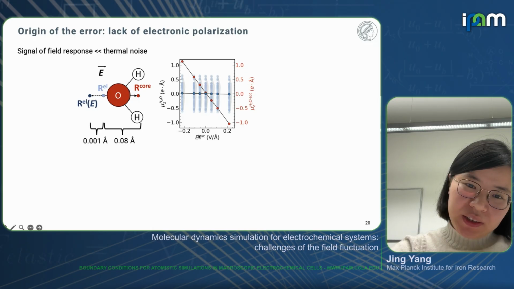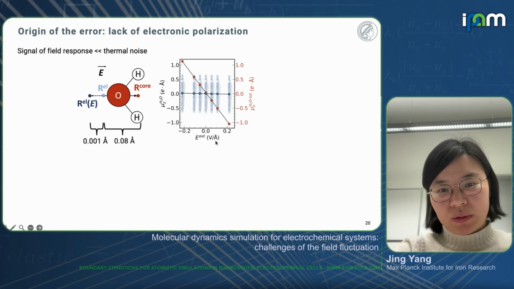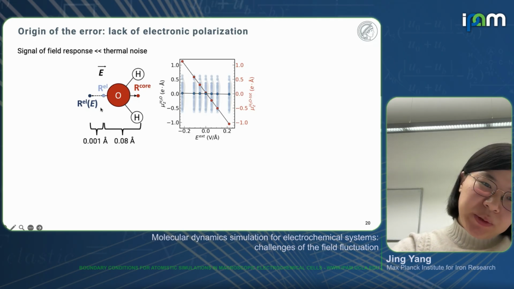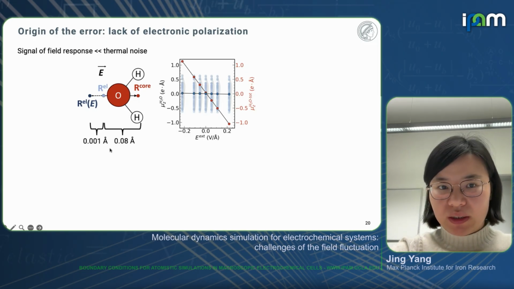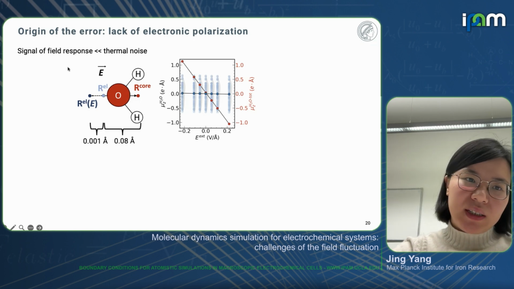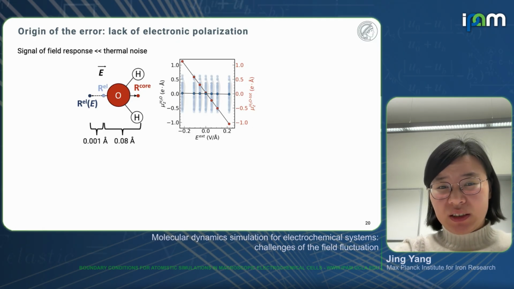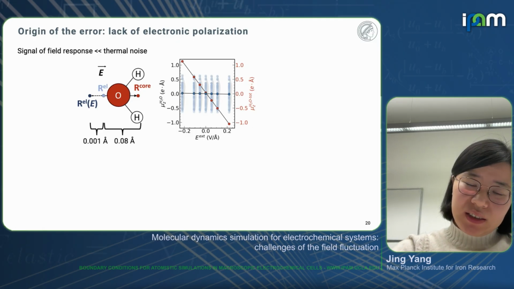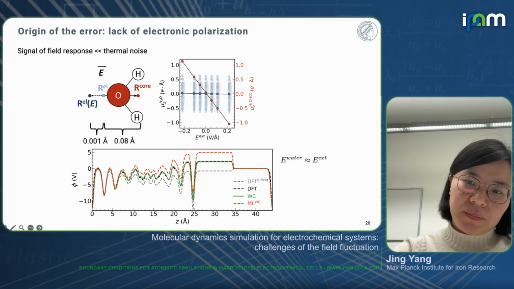But if you apply a field strength of about 0.2 volt per angstrom, which is already very large, the displacement in the electric field is only on the order of 0.001 angstrom. So this is orders of magnitude smaller than the static dipole moment of water. That is when we say the signal of the field response is much, much smaller than the thermal noise. And in this case, the machine learning model cannot capture this kind of long-range effect caused by the electric field.